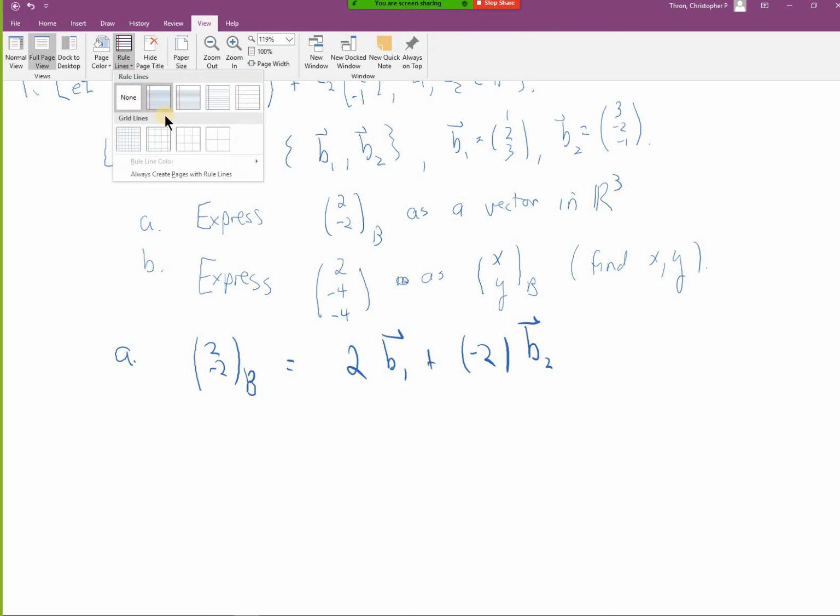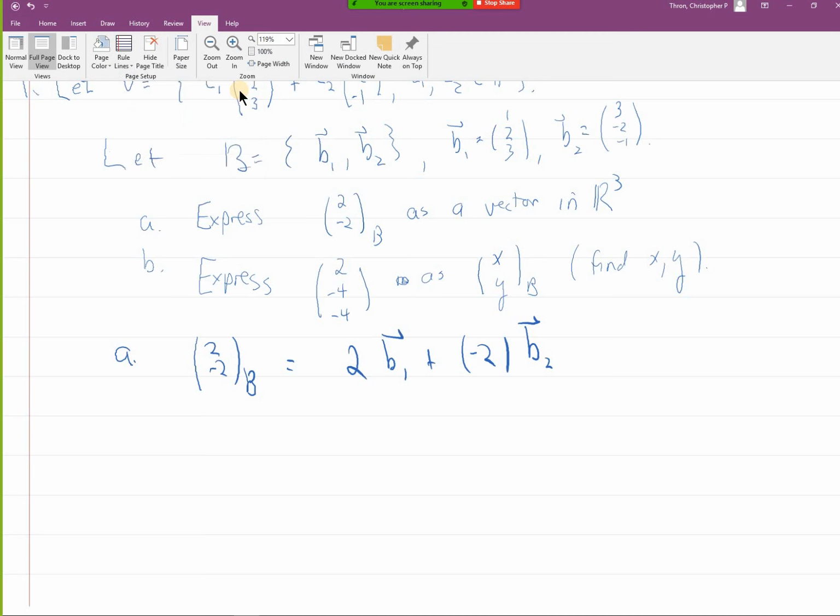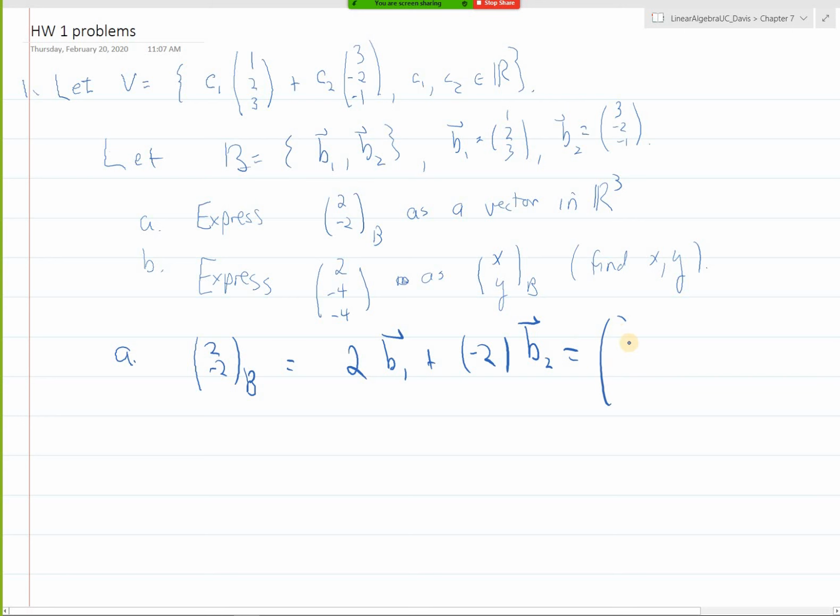2, 4, 6 plus -6, 4, 1. And you just add the components. Yes. So that would be negative 4, 0, and oh, this is plus 4, right? Because -2 times -2. Absolutely. So -4, 8, and 8. Okay. All right. So that's what this notation means.